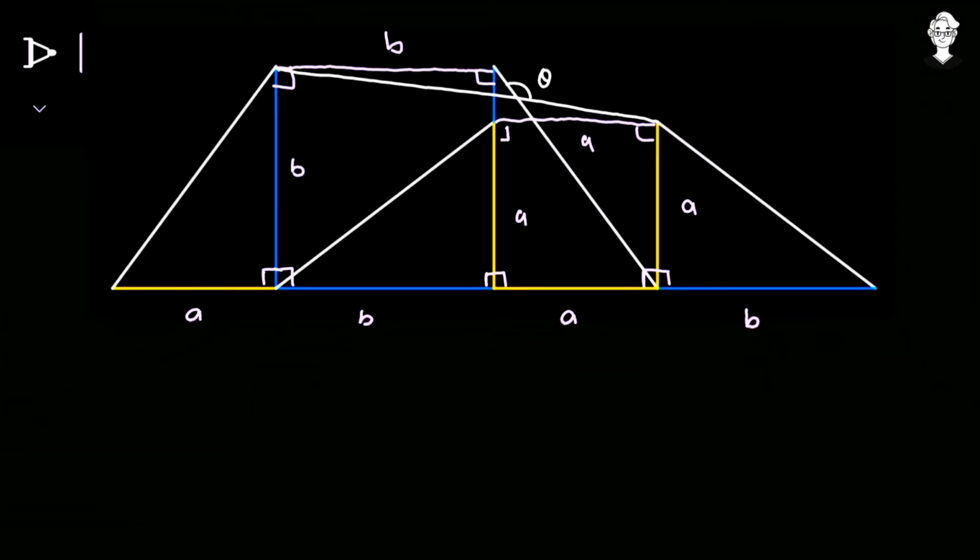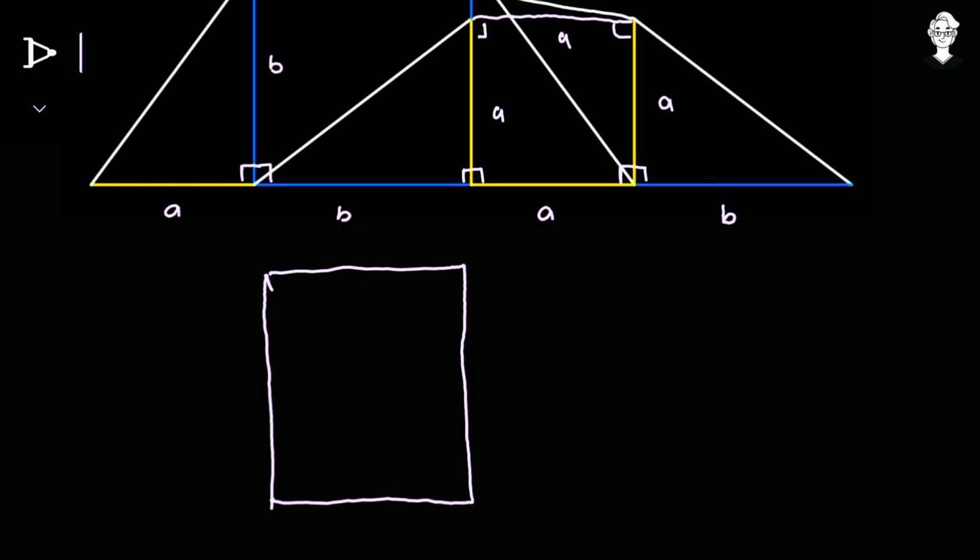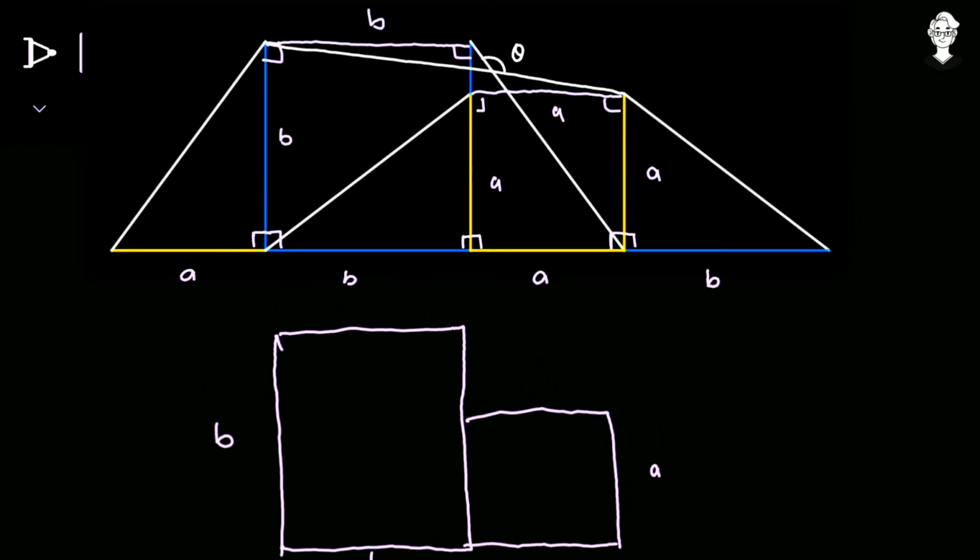Now from this whole diagram, I am just taking out these two particular squares. So this is the bigger square that has the side equal to B. Okay, and this is the smaller one over here, and its side is equal to A. Okay, so this is A, this is A, this is B, this is B, and the top side is also equal to B.